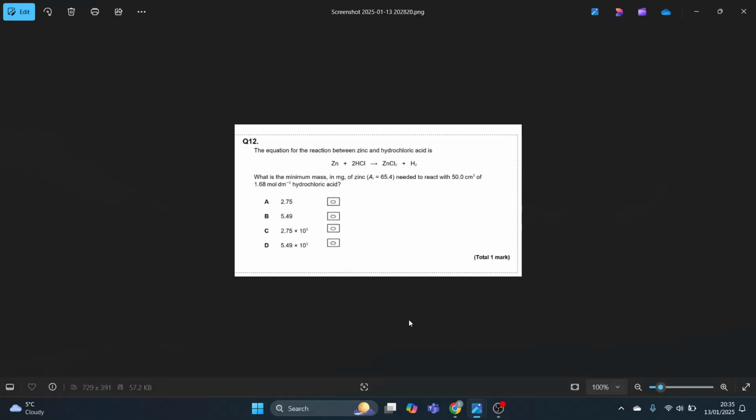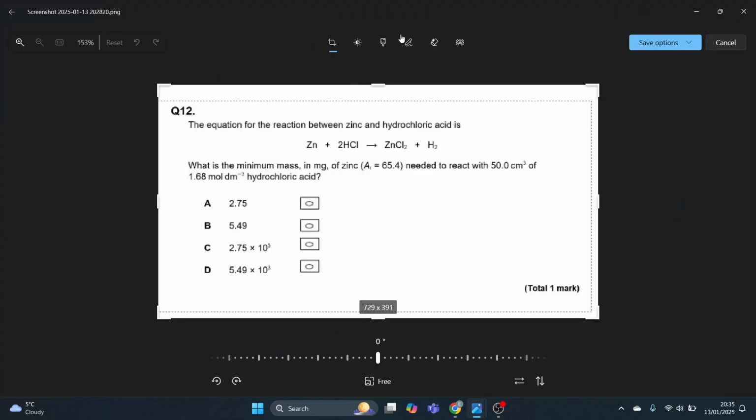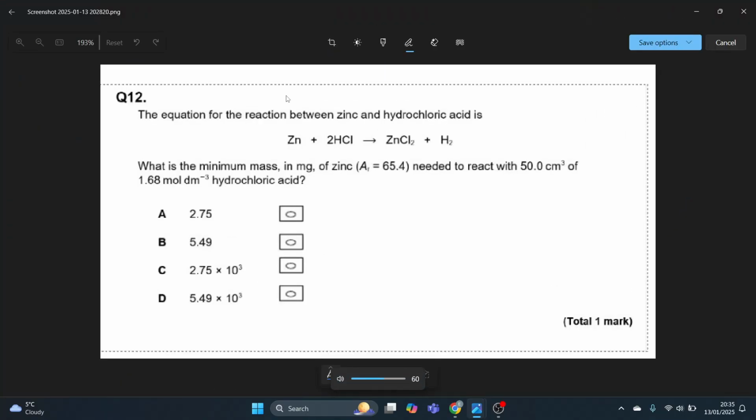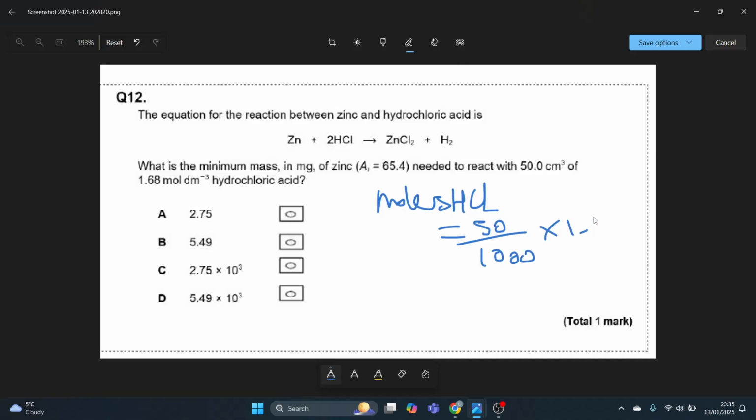Yeah. Next one, question 12. What is the minimum mass in milligrams of zinc needed to react with this much of HCl? So I find out the moles of HCl, concentration times volume, and this is going to be very easy, just remembering to convert centimeters cubed to moles per dm cubed by dividing by 1000. But now I can see it's a 1 to 2 molar ratio between zinc and HCl. So whatever I get from my moles of HCl, I need to divide it by 2, and that will give me the moles of zinc.